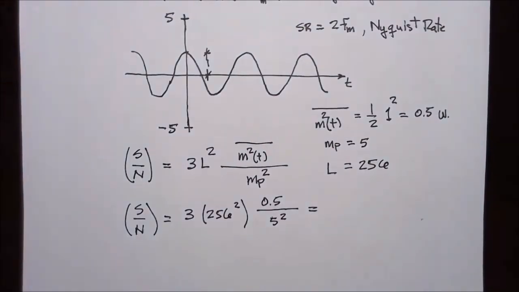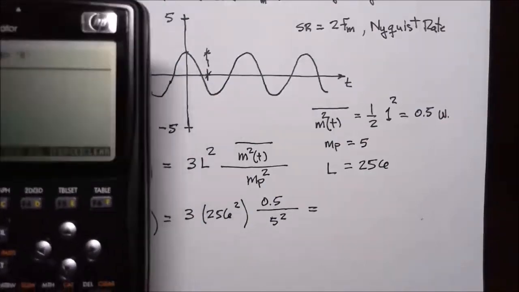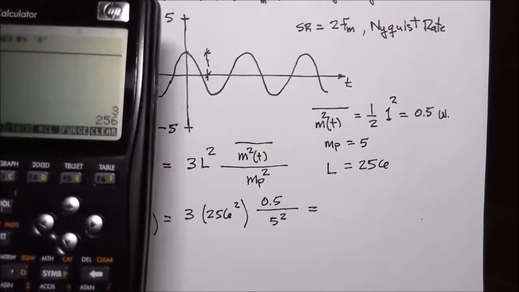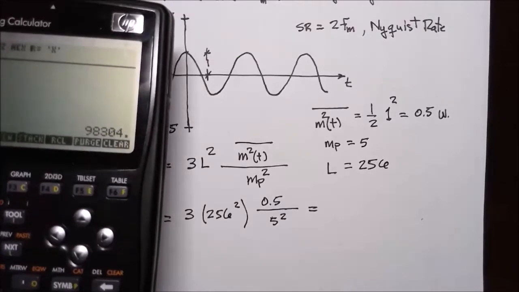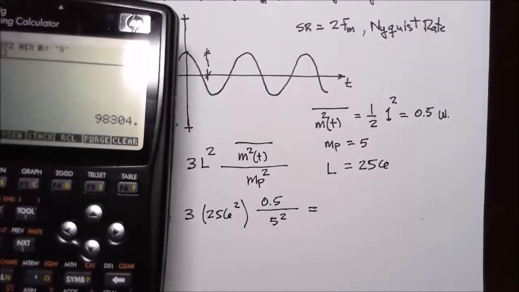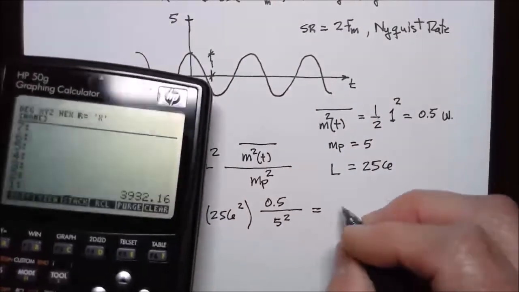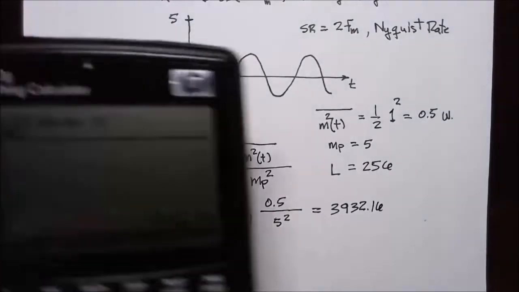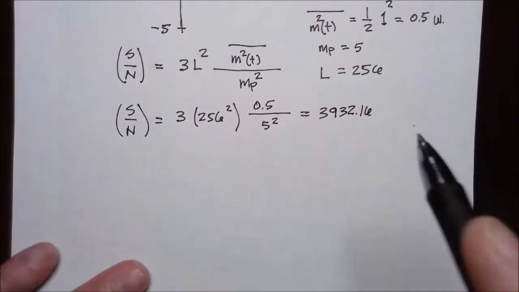And by my calculator, here it is, 3 times 256 squared times 1/2, and multiply those, and then I divide by 25, and I get as the power ratio 3932.16. That is the signal to noise ratio, power ratio.